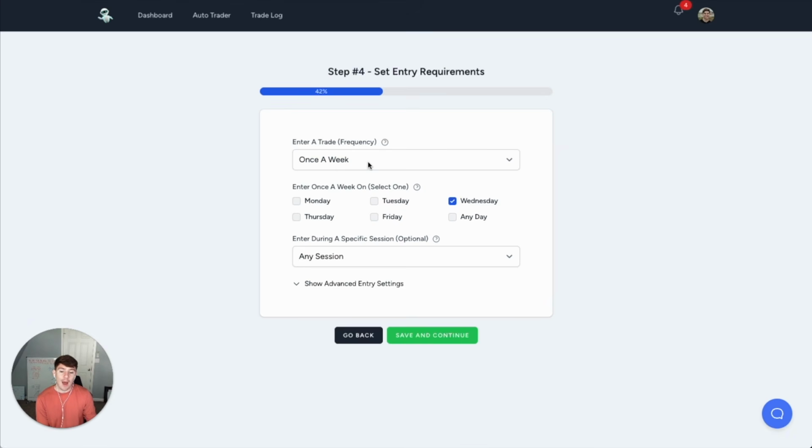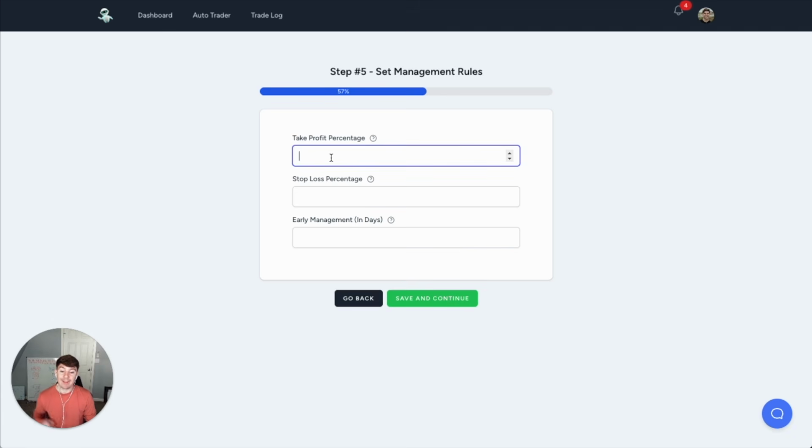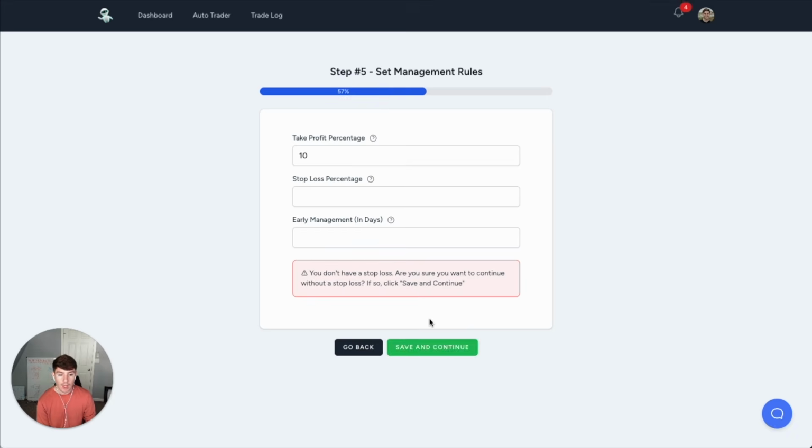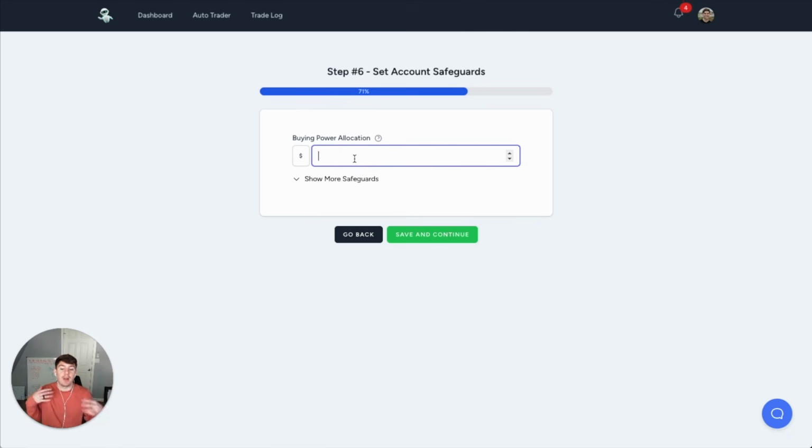Next, we define how often we want to enter the trade. We can enter every single day, Monday, Tuesday, Wednesday, Thursday, and Friday. We can set our take profit percentage, either 10, 25, or anywhere in that range that we want. We can avoid the stop loss because our risk is already defined, and we can avoid the early management. Now we just tell it how much money we want to trade with, so maybe $2,000, and this will break down how this trade works.